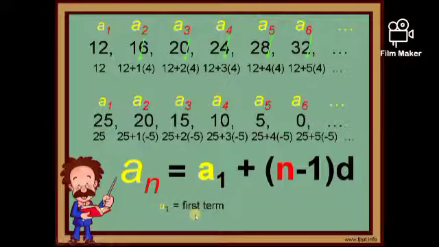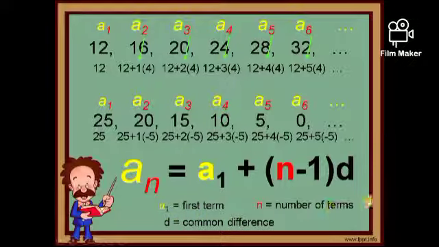a sub 1 here is our first term. The d is the common difference, while n is the number of terms. So if we want the 6th term, this guy, 6 minus 1, will become 5. If we want the 20th term, this is 19, because 20 minus 1 will give us 19.